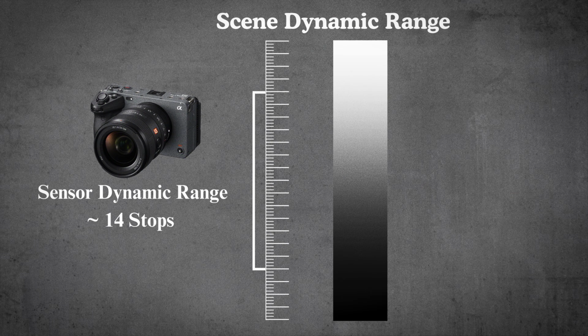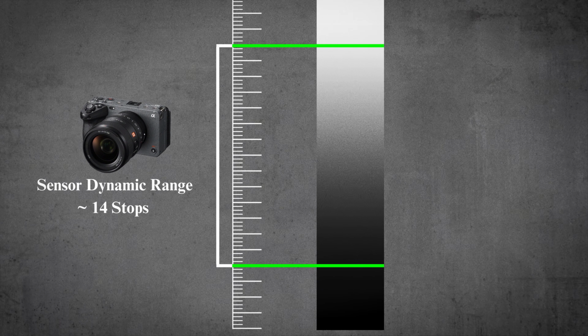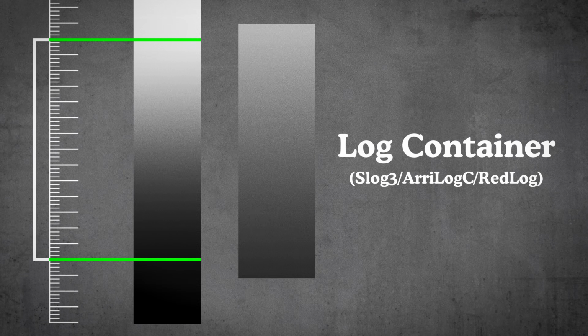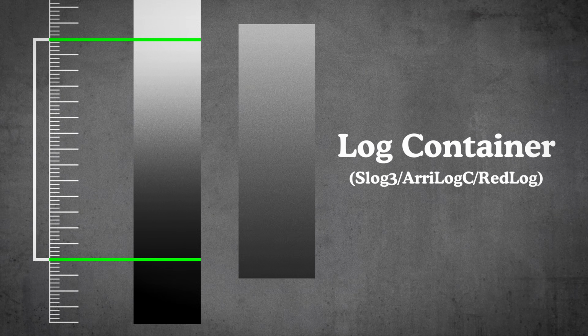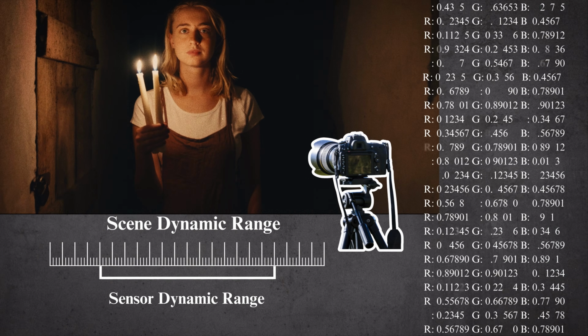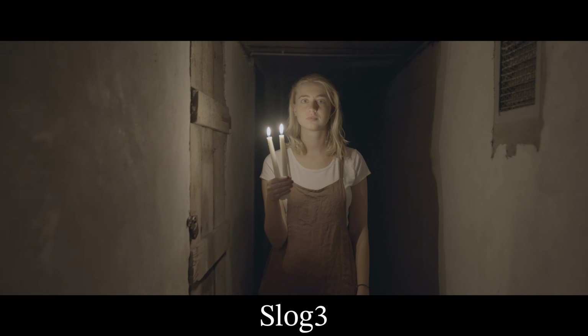A log picture profile is nothing more than the camera capturing a certain amount of stops of light from a scene and storing them into a container that allows to preserve all the data the sensor captured. So a camera, any camera, even if you don't shoot RAW, will capture raw data of a scene. That raw data is then debayered, and if you choose a log picture profile, encoded into a log image that preserves the dynamic range recorded by the sensor.